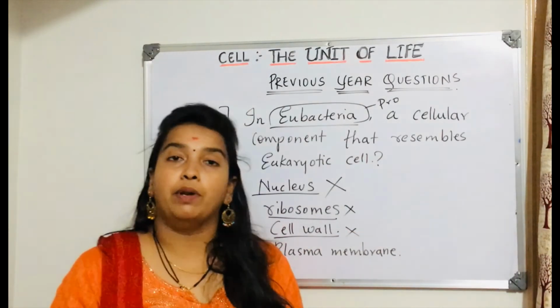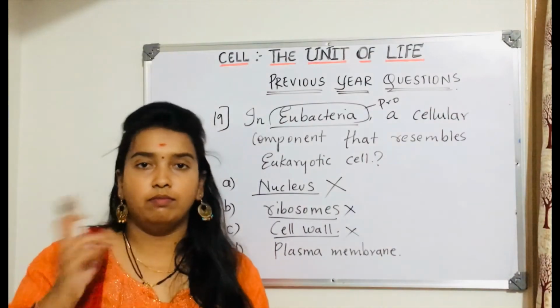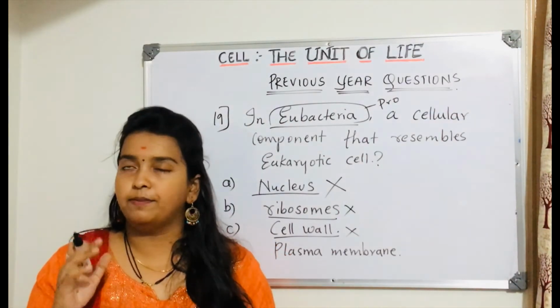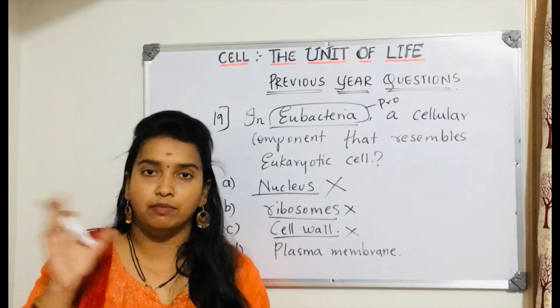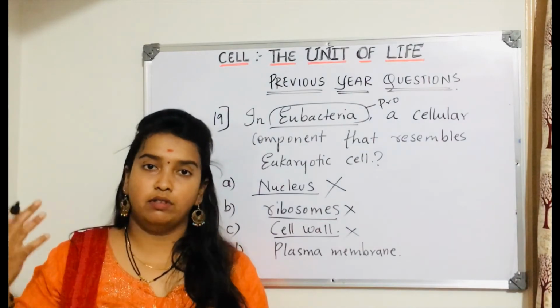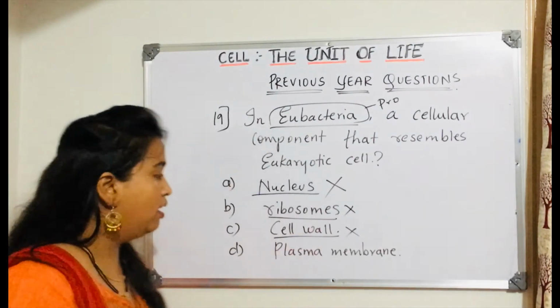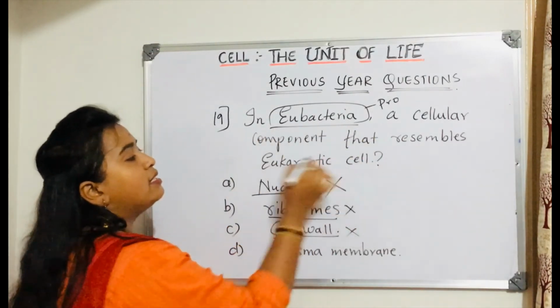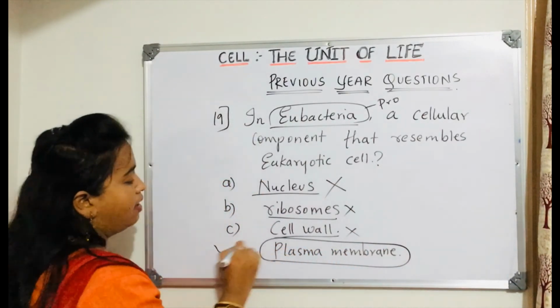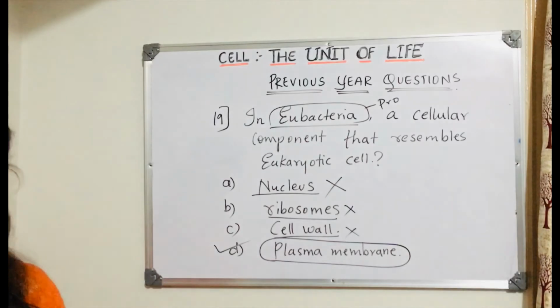What about the plasma membrane? The plasma membrane is present in both. It is the same in prokaryotes as well as eukaryotes. It is made up of a lipid bilayer. So what resembles in both is the plasma membrane, which is similar in both prokaryotic and eukaryotic cells. Hope you people are understanding.